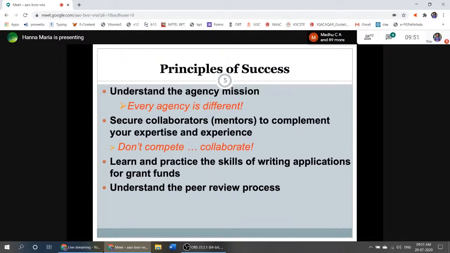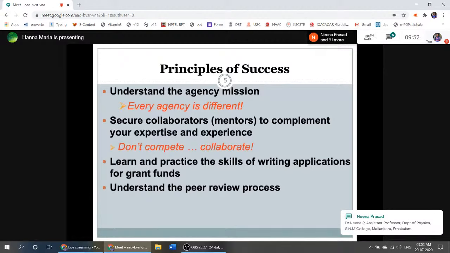You also have to practice the skill of writing grant applications. That's extremely important. If there is a workshop going on grant writing process, you should never miss that. You should also understand the peer review process. All the proposals will be peer reviewed by experts, so you have to have some understanding about the peer review process. I also mentioned a sentence here, don't compete, collaborate. That's what I do. You collaborate with your friends.